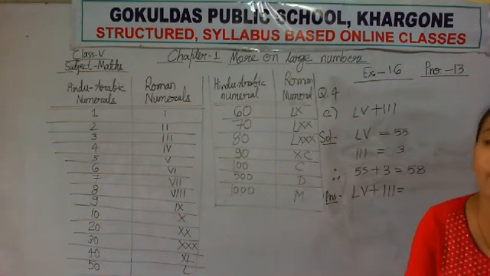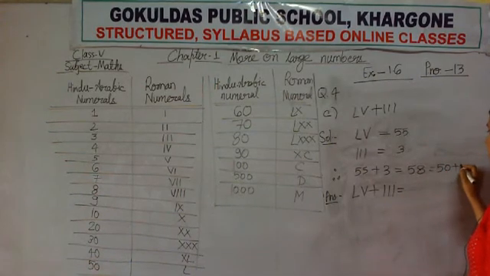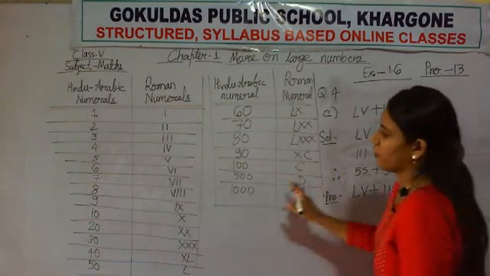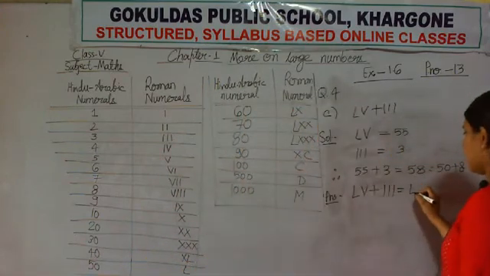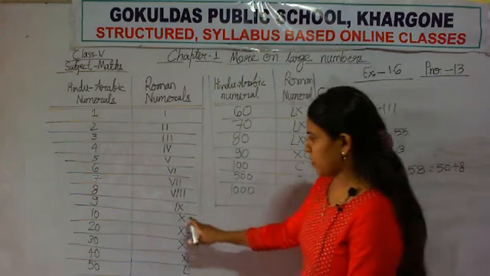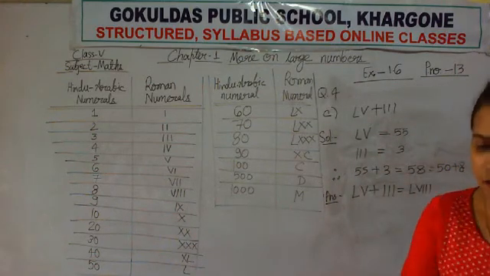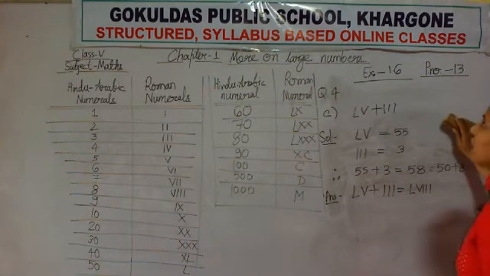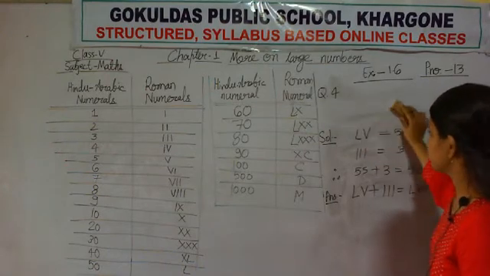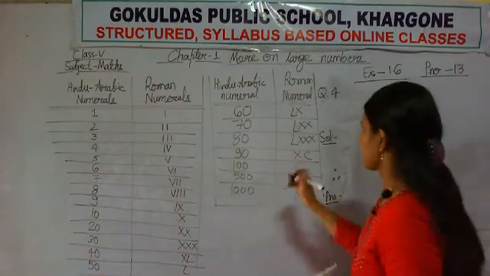Now write the symbol for 58. So you got 58 as 50 plus 8. You know the symbol for 50. 50 is denoted by the symbol L and 8 is denoted by the symbol VIII. So we are writing VIII. So our answer is LVIII. Let's do the last, that is part D.